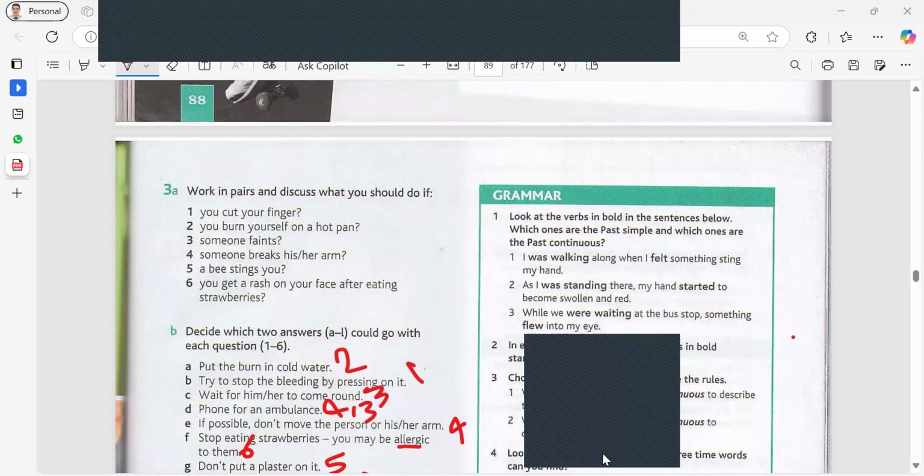Use the cold water for 10 minutes or 5 minutes. Exactly. Cool it down for 10 or 15 minutes. Yes, cool it down. Should you put a plaster on the burn? No, you shouldn't. You should use a loose, clean cloth.